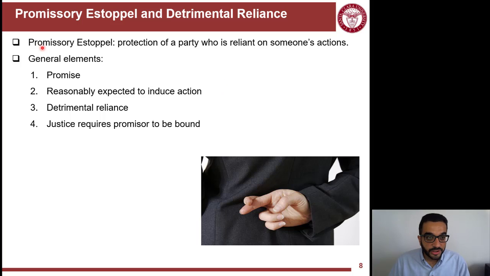Another legal principle here is promissory estoppel and detrimental reliance. It's related to the case that we covered before, but basically promissory estoppel is the protection of a party who is relying on someone else's action, like subcontractors relying on the GC winning a project. But the general elements, to justify that protection, you need to have a promise from one party to another. The party that's being protected has to have this promise from the other party. It needs to be reasonably expected to induce the action.